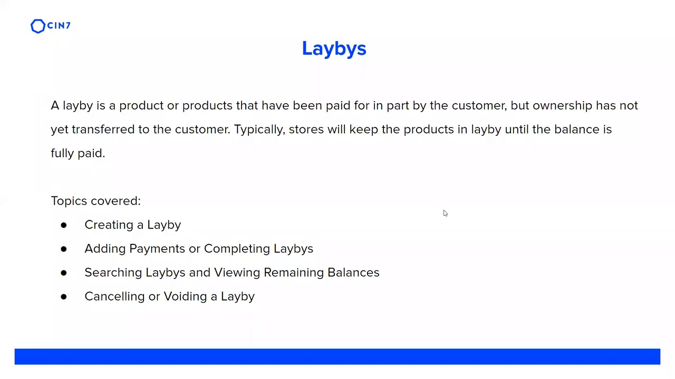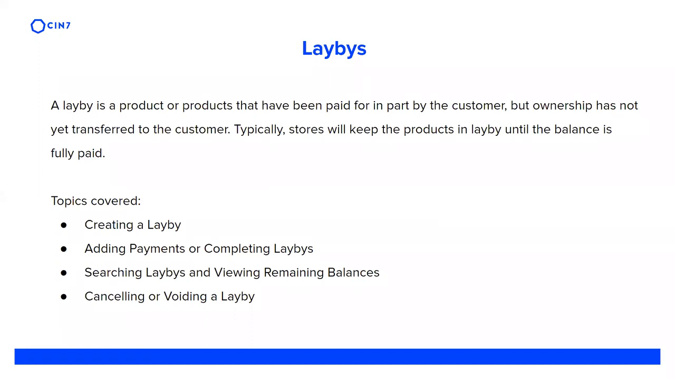So moving on to our next topic for today, it's laybys. So what are laybys? Laybys are transactions where you pay for the product over a period of time, let's say like split payments, and the ownership of the product only gets transferred when the customer pays the full amount. And when you create a layby, it creates an open order in Cin7, and it will dispatch the product when the total amount of that layby has been paid.